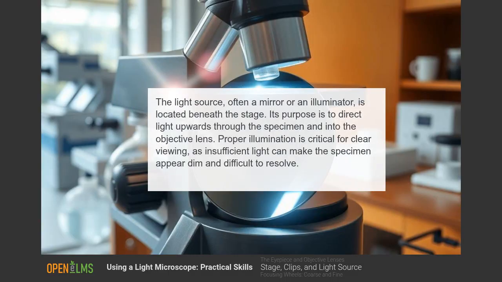The light source, often a mirror or an illuminator, is located beneath the stage. Its purpose is to direct light upwards through the specimen and into the objective lens. Proper illumination is critical for clear viewing, as insufficient light can make the specimen appear dim and difficult to resolve.